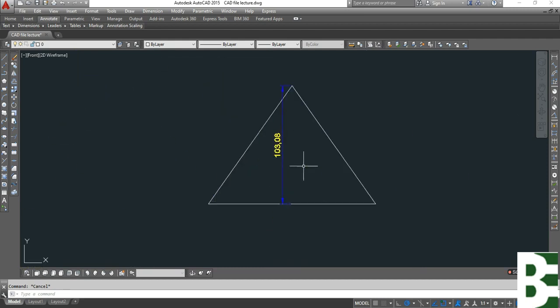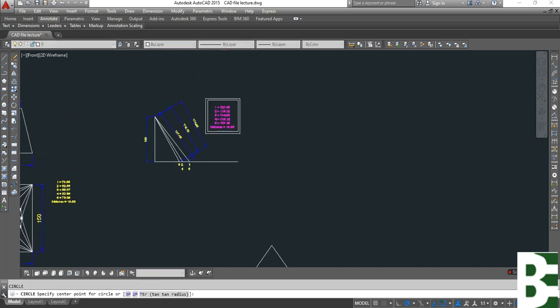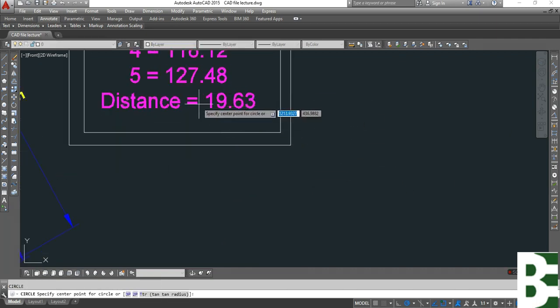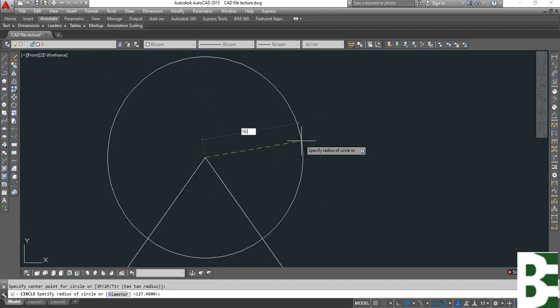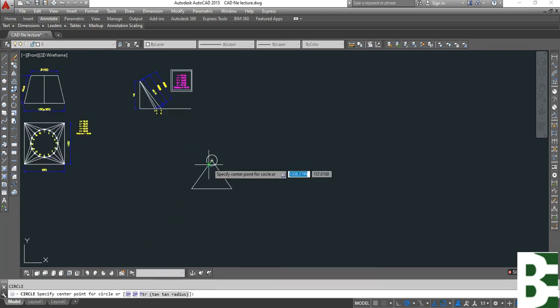Look, it's matching with each other. It means our dimensions or tables are 100% correct. If this dimension is not matching, it means there is something wrong.